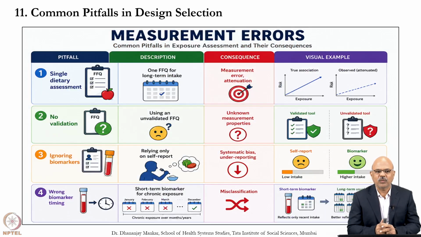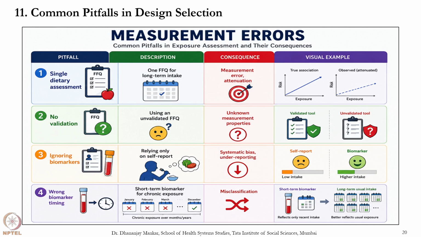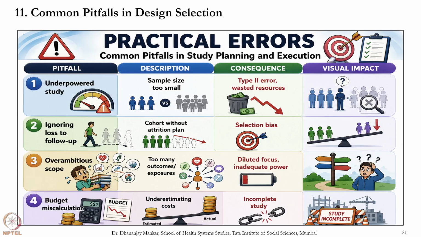There are some measurement errors which are very common over here: single dietary assessment, no validation, ignoring biomarkers or wrong biomarker timing. So you may have a lot of measurement error, attenuation, unknown measurement properties, or you may come up with systematic bias and misclassification. Practical errors are also there: underpowered study, ignoring loss to follow-up, overambitious scope and budget miscalculation. Very important to take a glance and understand how practical errors arise when you are not taking them into consideration.